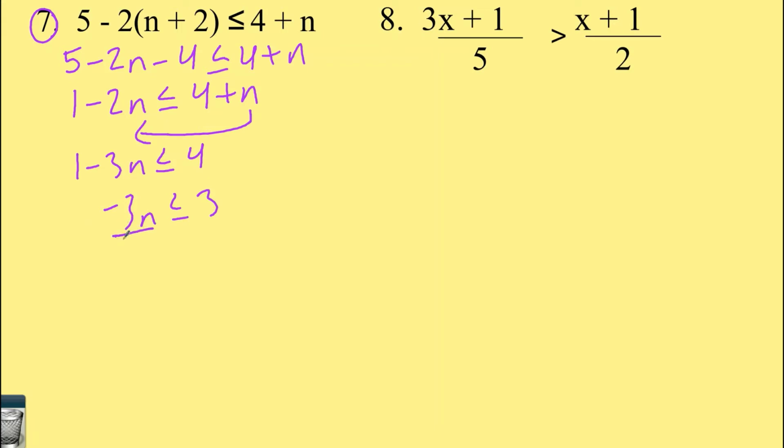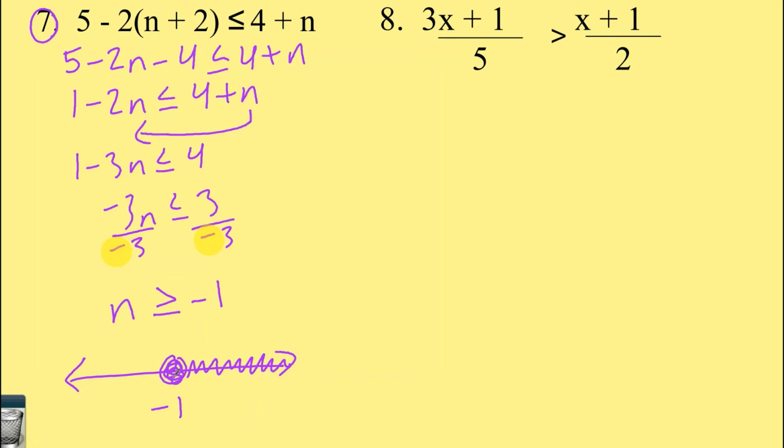Now, when I divide by -3, I hope you all remember this. Whenever you divide on both sides by a negative, so I put the negative there, whenever you divide or multiply by a negative, you have to change your sign. So this becomes n is greater than or equal to -1. All right, don't forget that. Our graph is going to look like this. Everything bigger than -1, including it.